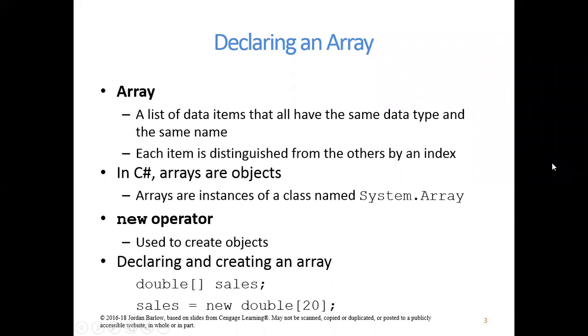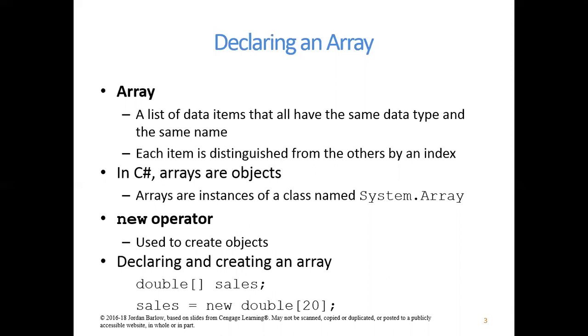Okay, an array, like I said, is a list of data items. The items in a single array must be all of the same data type, and they all carry the same name, which is the name of the array. And each item in the array is distinguished from others by what we call an index. So in C#, arrays are objects. They're not just inherent data types like strings and integers and doubles, characters. They are a special object from the class named System.Array.